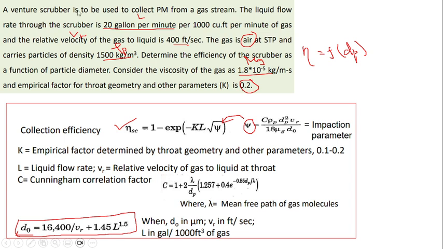Next is the scrubber. For the scrubber based problems, depending upon the scrubber, you have to select the formula. If it is the Venturi scrubber, you have to choose this formula. Collection efficiency of scrubber is equal to 1 minus exponential of minus KL into square root of psi. Using the psi formula and D naught formula, you calculate all the parameters, and you need to express the efficiency in terms of diameter of the particles.